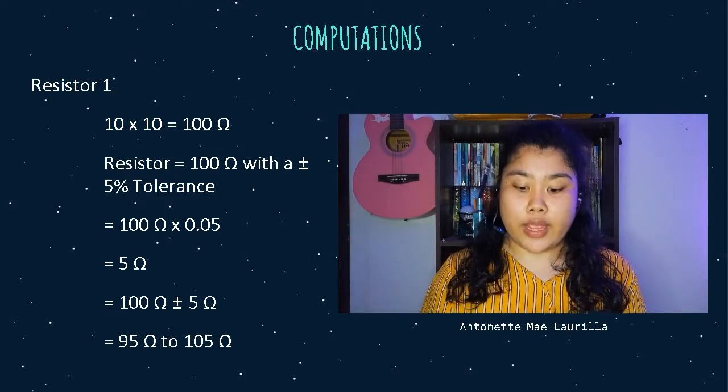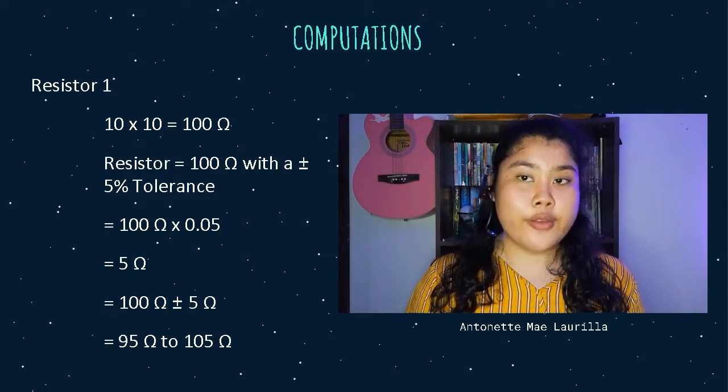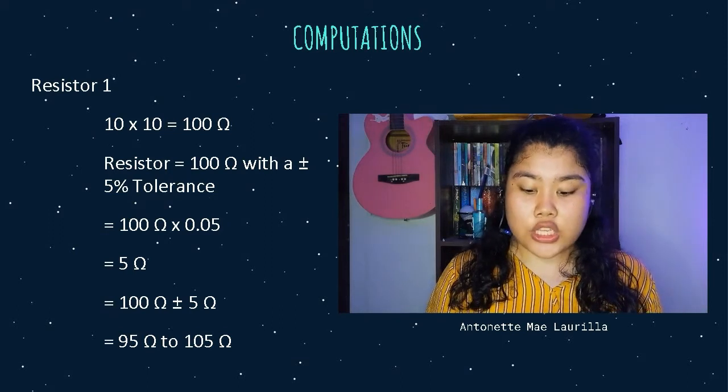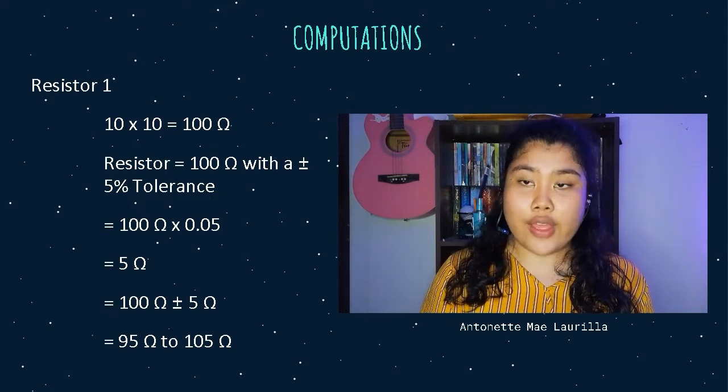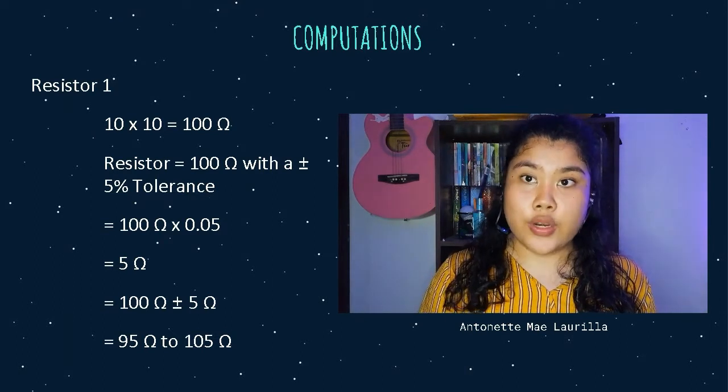To compute for the range, we multiply 100 ohms with 5% or 0.05, which gives us a product of 5 ohms. Furthermore, we subtracted 5 ohms from 100 ohms, which is equal to 95 ohms, and added 100 ohms to 5 ohms, which is equal to 105 ohms. The value of the fixed resistor is within 95 ohms to 105 ohms.